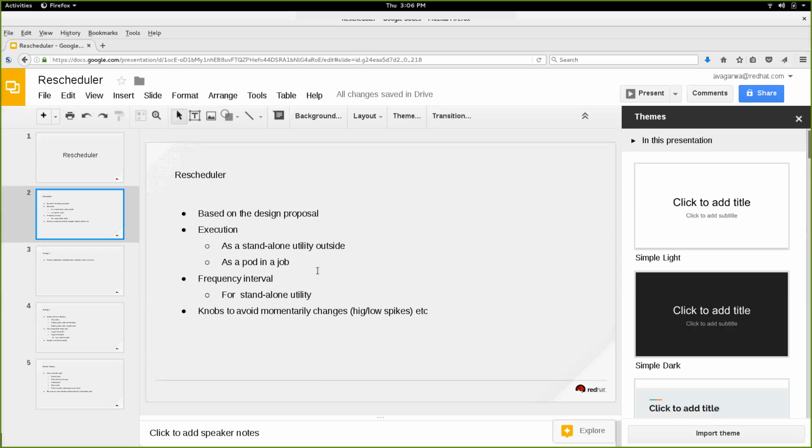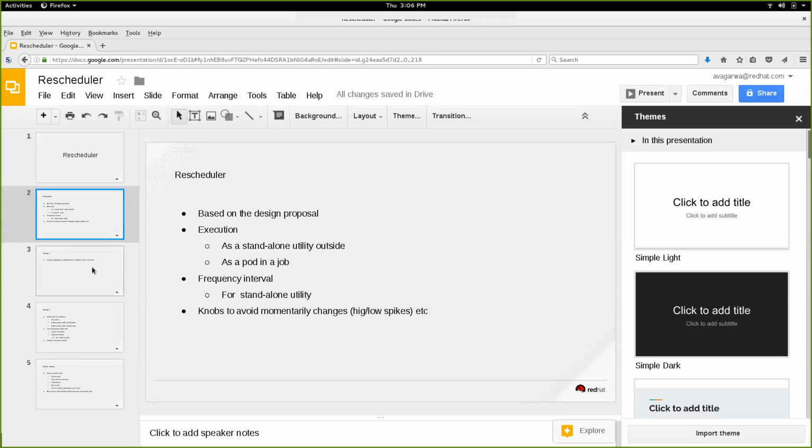and it has a frequency interval so that the rescheduler can be run as needed, for example every 1 hour or every 2 hours. Also there are knobs to avoid momentary changes like high or low spikes, so that the rescheduler is not triggered as soon as something happens. If something persists for a longer time, then maybe it's better to trigger the rescheduler, because the rescheduler by design is disruptive, and we want to reduce disruptions as much as possible.